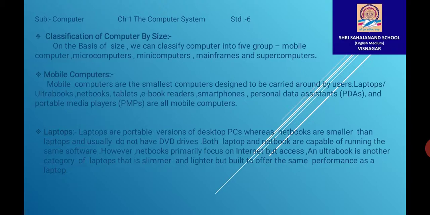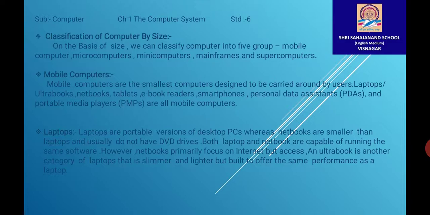On the basis of size, we can classify computers into 5 groups: mobile computers, microcomputers, minicomputers, mainframes and supercomputers. Mobile computers. Mobile computers are the smallest computers designed to be carried around by the user. Laptops, ultrabooks, netbooks, tablets, e-book readers, smartphones, personal data assistants, and portable media players are all mobile computers.